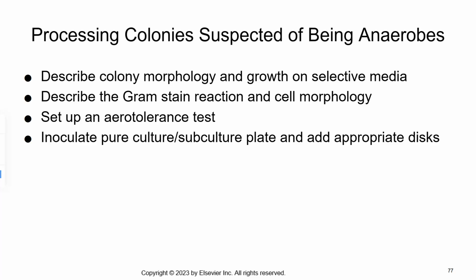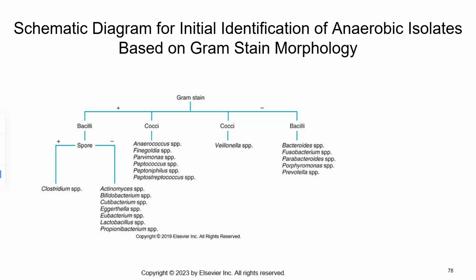Processing colonies, describe the colony morphology, the gram stain, set up the aerotolerance test, and inoculate pure culture or subculture plate and add appropriate discs. So here's a diagram for the initial identification of anaerobic isolates based on the gram stain.